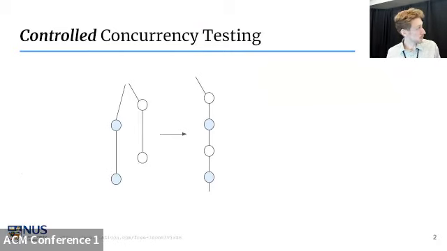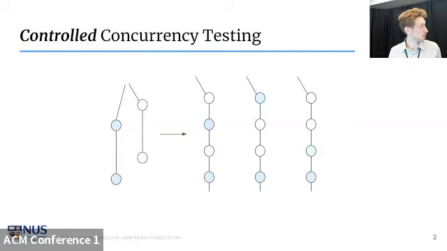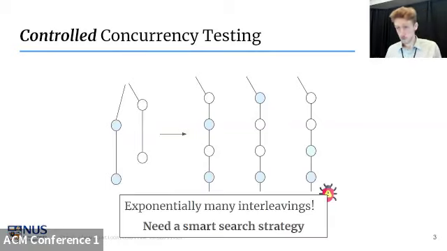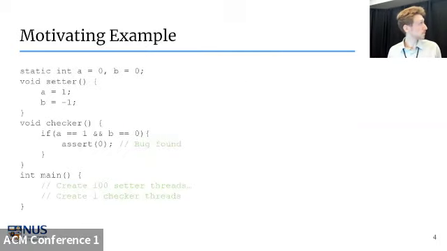Using the scheduling algorithm, we can explore many different possible orderings of the events in the program and hopefully find concurrency-related bugs. But unfortunately, there are exponentially many such interleavings, so we can't do this in a very naive way. We need a smarter search strategy.